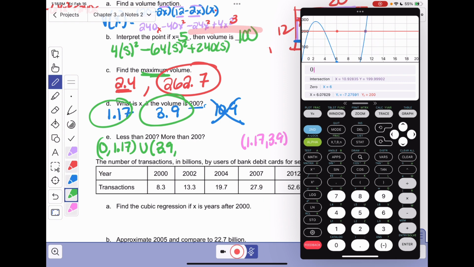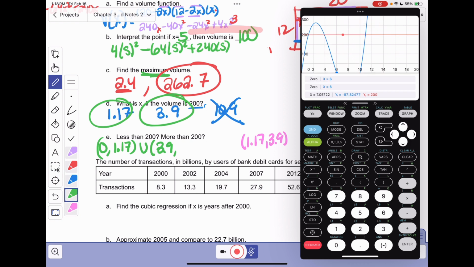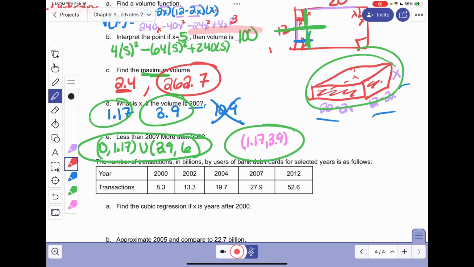So we're going to find that 0 there. Second trace zero, left bound, right bound. And there I'm getting 6, and that's a good thing because half of 12 is 6. Once you do that, you don't have a box. So this would be less than 100. The pink would be more than 100, just using that graph and my x-intercepts and my max and mins.